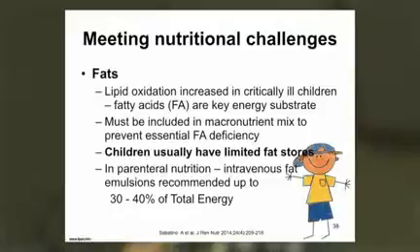Fats: lipid oxidation is increased in critically ill children, and fatty acids, as we know, are a key energy substrate. Therefore, they must be included in the macronutrient mix, also to prevent fatty acid deficiency. But remember, normal children, I'm not talking about the obese group, they're a totally different group, have limited fat stores.